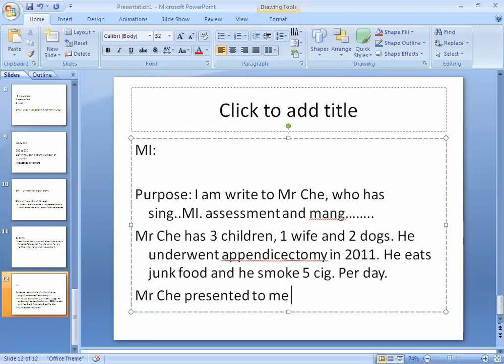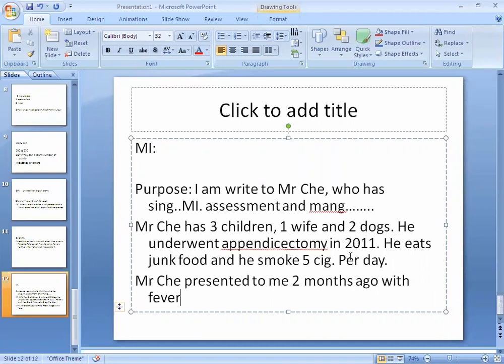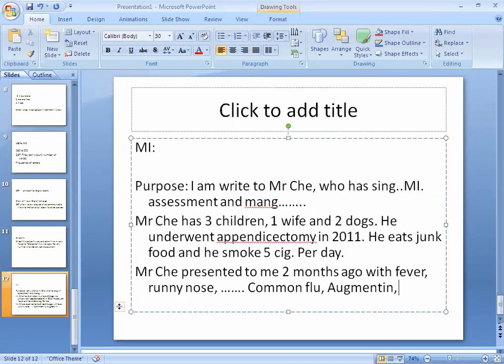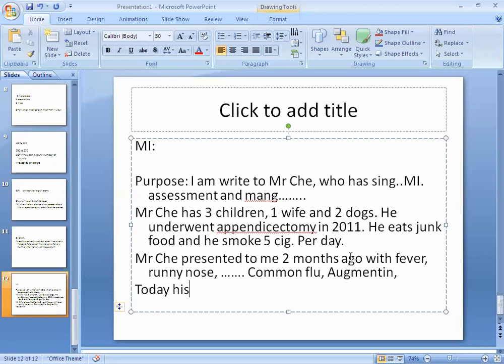Then you say, Mr. Che presented to me 2 months ago with fever and runny nose, these symptoms of common flu. So common flu was diagnosed and he was given Augmentin, whatever. Today he presented with severe chest pain, and so on, doctor.